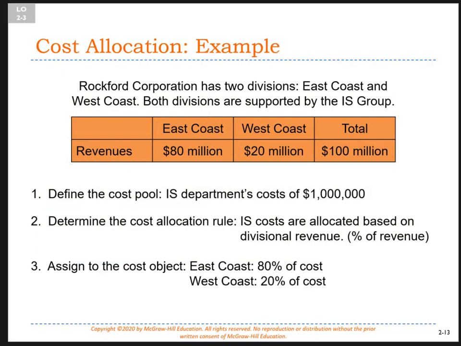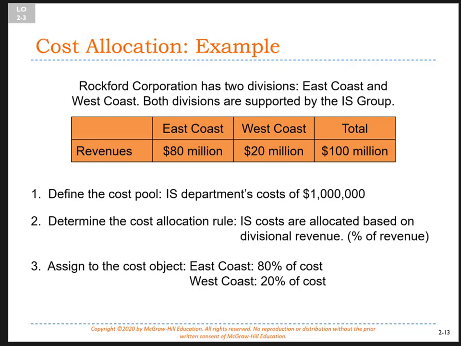So, an example. Rockford Corporation has 2 divisions, East and West Coast. Both divisions are supported by the IS group, the Information Systems Group. The cost pool, the department cost of this IS department, is $1 million. So the question is, how much of the $1 million of cost needs to be allocated to East Coast and how much to West Coast?